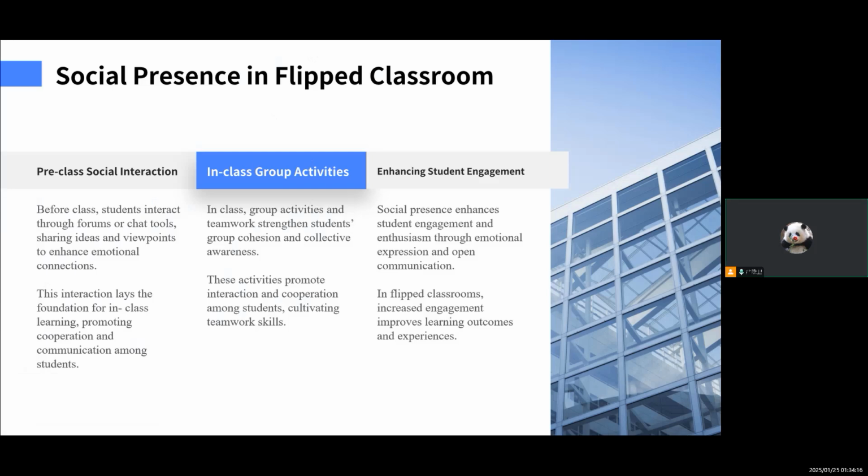Pre-class social interaction. Before class, students interact through forums or chat tools, sharing ideas and viewpoints to enhance emotional connections. In-class group activities and teamwork strengthen students' group cohesion and collective awareness. Enhance students' engagement. Social presence enhances students' engagement and enthusiasm through emotional expression and open communication. This is social presence in the flipped classroom.